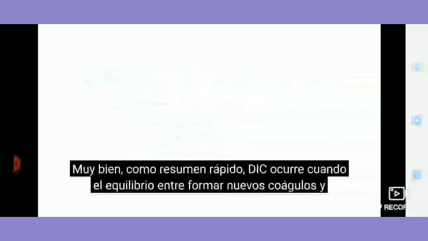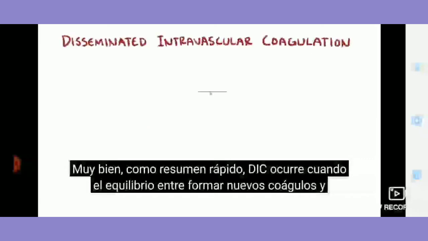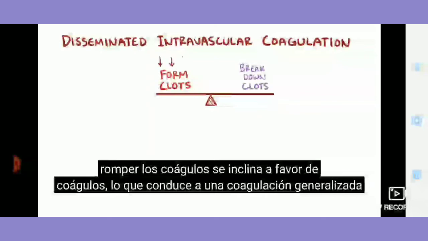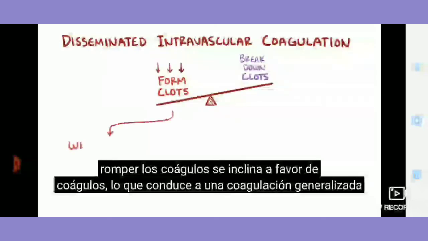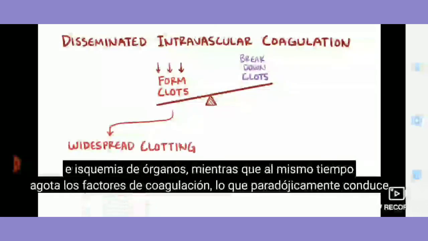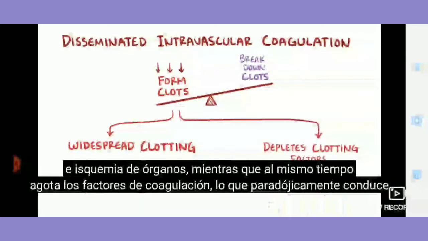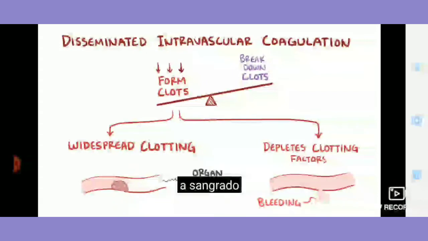Alright, as a quick recap, DIC happens when the balance between forming new clots and breaking down clots is tipped in favor of clots, which leads to widespread clotting and organ ischemia, while at the same time depleting clotting factors, paradoxically leading to bleeding.